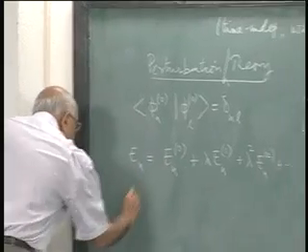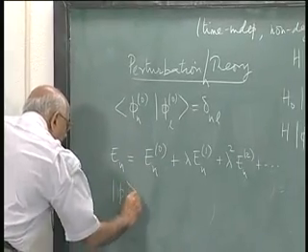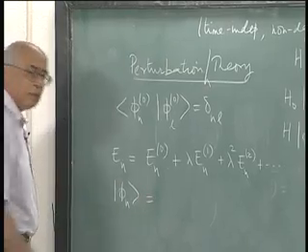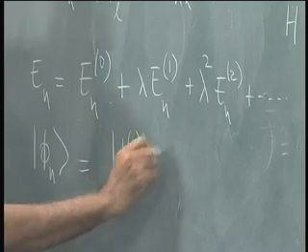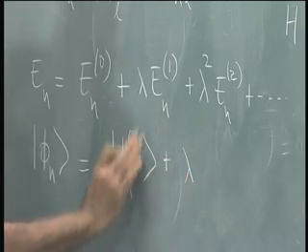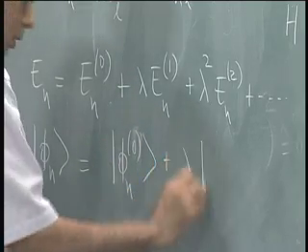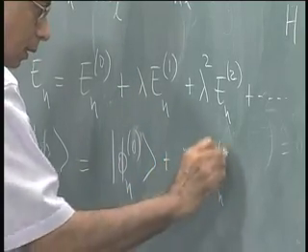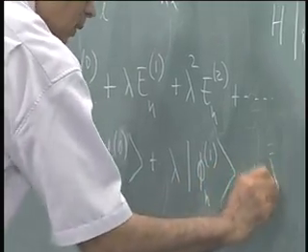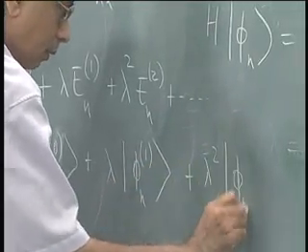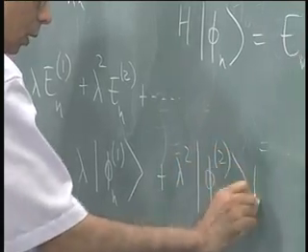Then similarly I am going to assume that phi n is equal to phi n 0 plus a first order correction which is lambda times some other vector which I will call phi n 1, plus lambda squared phi n 2 plus dot dot dot, in general an infinite series.